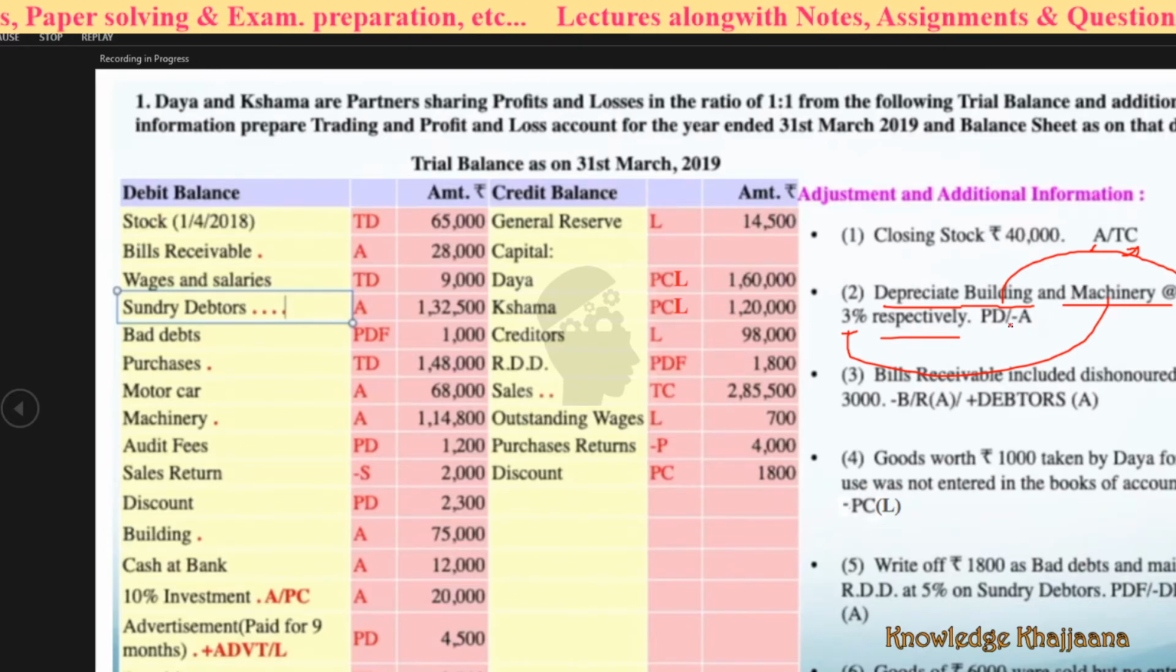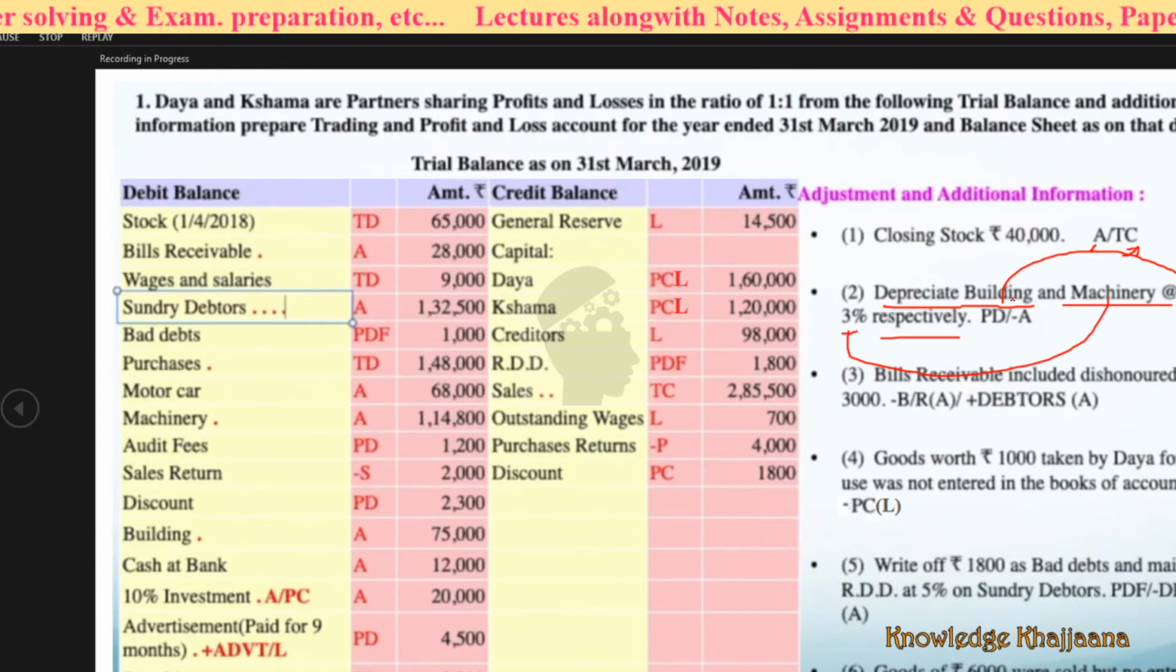So we'll mark the two things. First of all, the amount of depreciation we have to mark in the profit and loss account debit side on the respective items. What is the respective item? Building. So we'll mark over here for building, which means we have to depreciate, and machinery, one mark, we have to depreciate it.